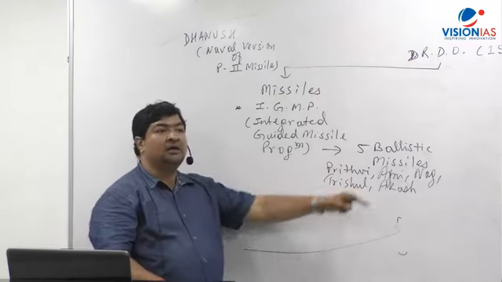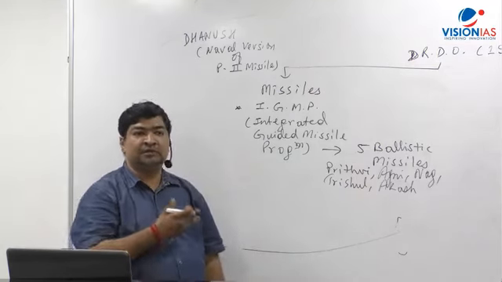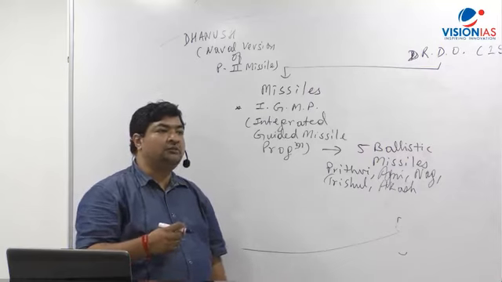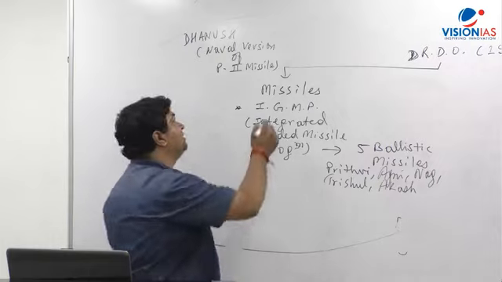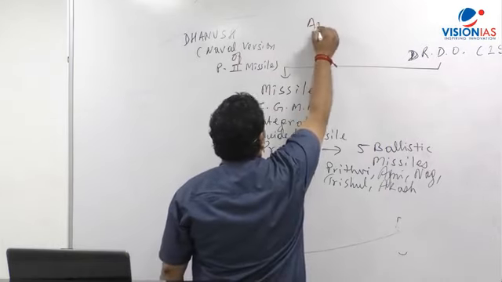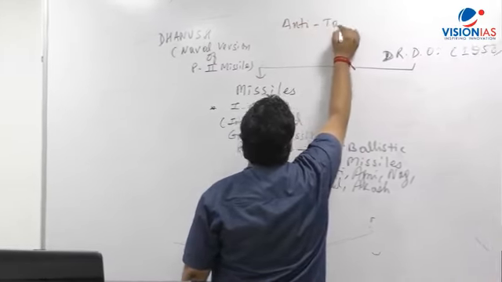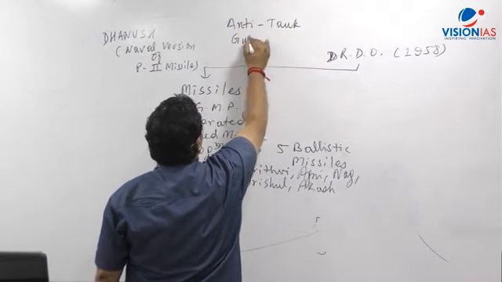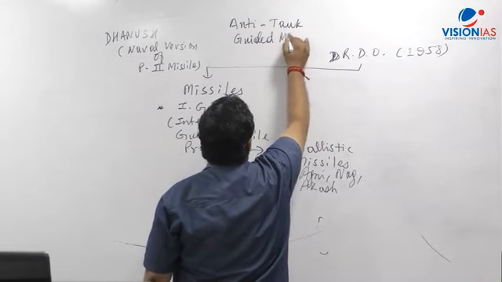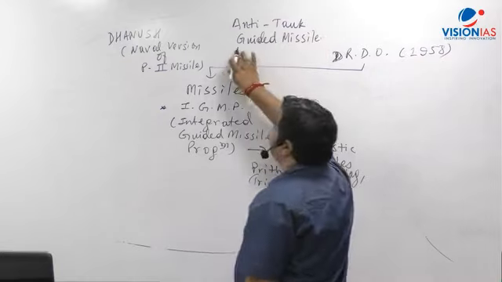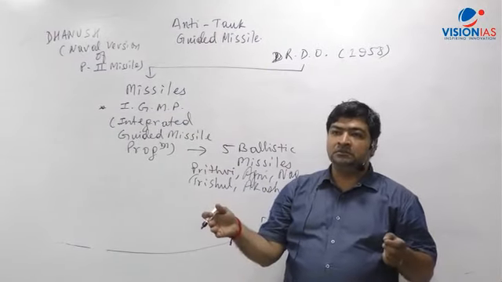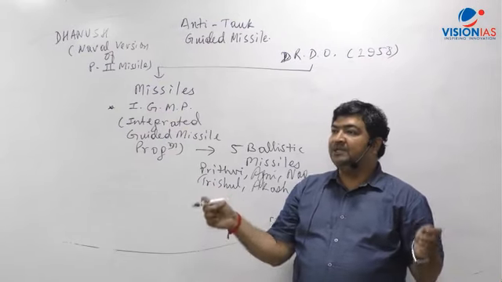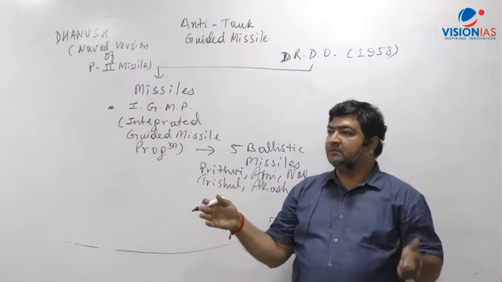Now what I've written, Nag, is a very unique missile which was developed under this program. Nag is called a Fire and Forget Anti-Tank Missile. What is Nag? Nag is an anti-tank guided missile. And this is the indigenous one which we worked out to develop. But here, very important, the range is not too far. At 4 kilometers plus on the battlefield, we can target heavily armored tanks. That can be destroyed through Nag.